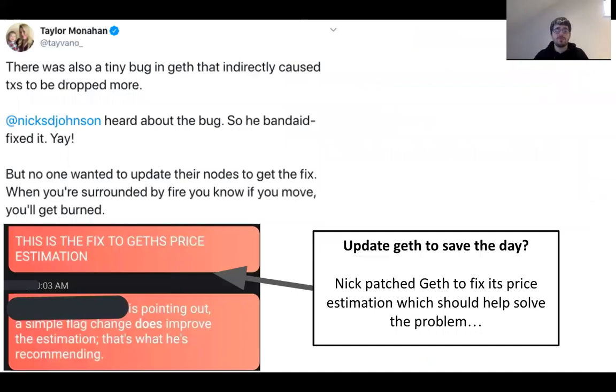So back to the CryptoKitties story. Back in 2018, Nick Johnson came about, and he realized there was a bug in Go Ethereum. He submitted a patch, and he fixed the bug. And he told the exchanges, run this new version of Go Ethereum.